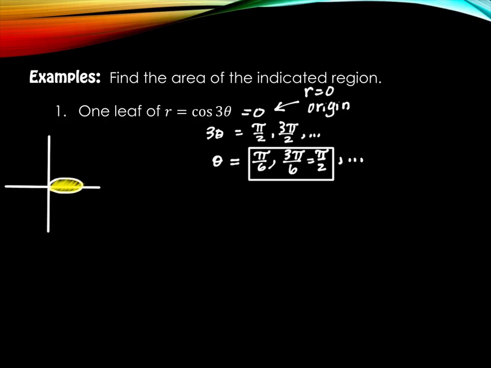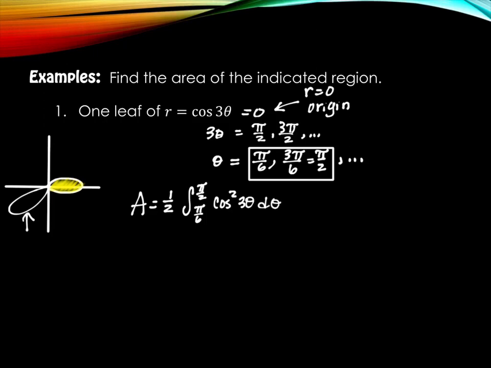Okay, I keep trying to draw it. Let's try one more time. There we go. This is the leaf that I'm getting from my image. But that's okay. I only need one leaf. That leaf will work just fine. So as I'm making my area statement, this is going to be equal to 1/2 the integral from pi over 6 to pi over 2 of the cosine squared of 3 theta d theta.